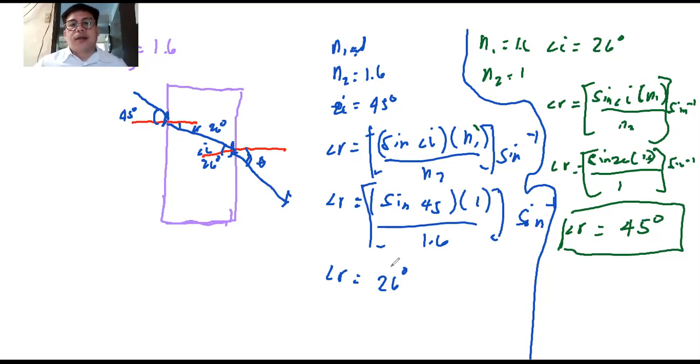What we predicted, that it will be 45 degrees when it comes out from the glass, is correct. So this is how we solve it. Right? So, any question, so that we can proceed? Okay, let's proceed now.